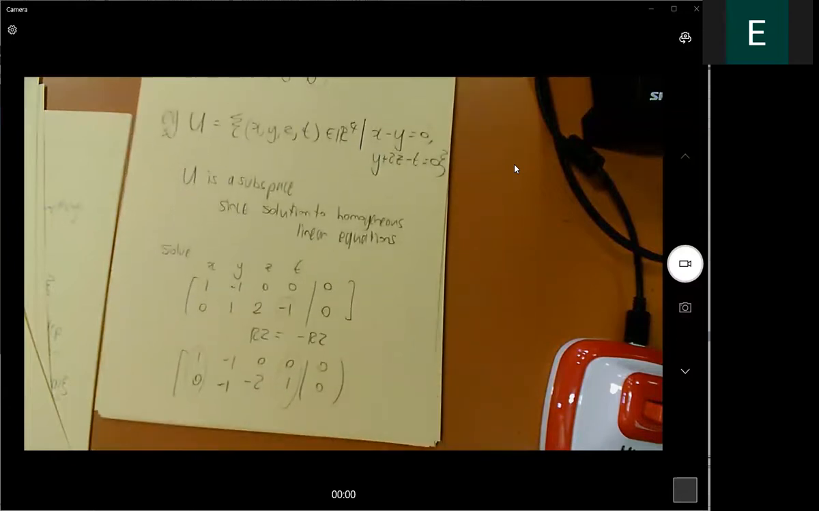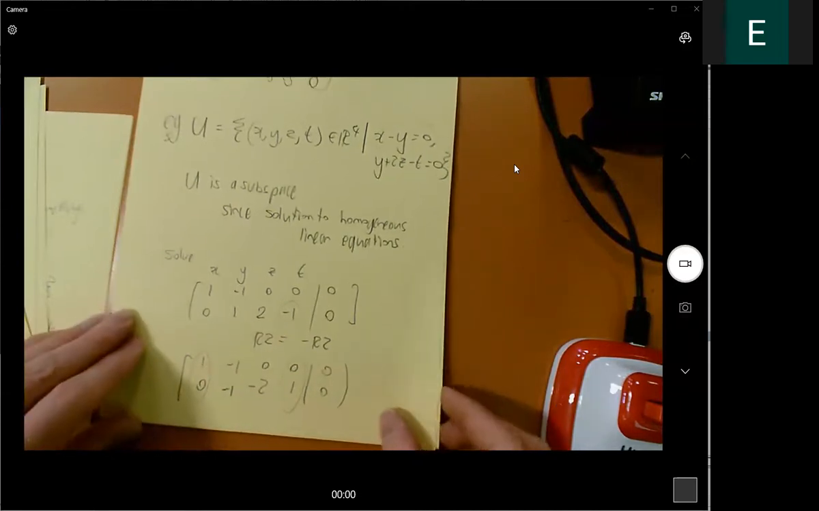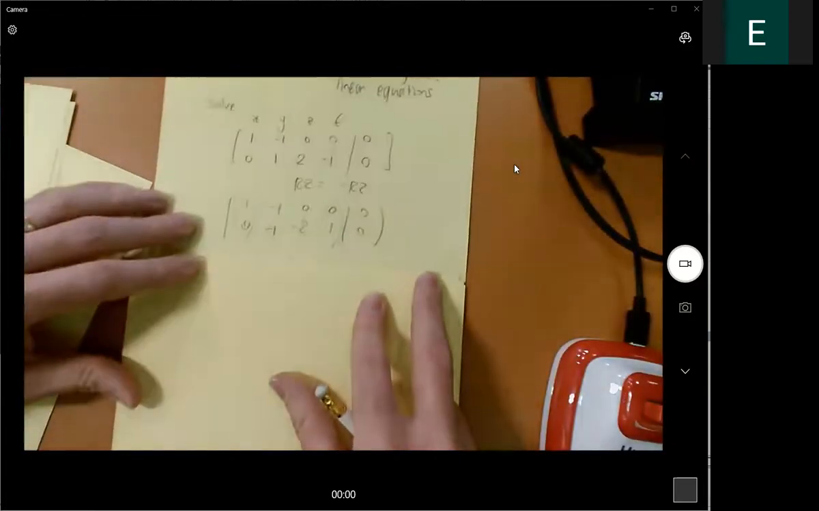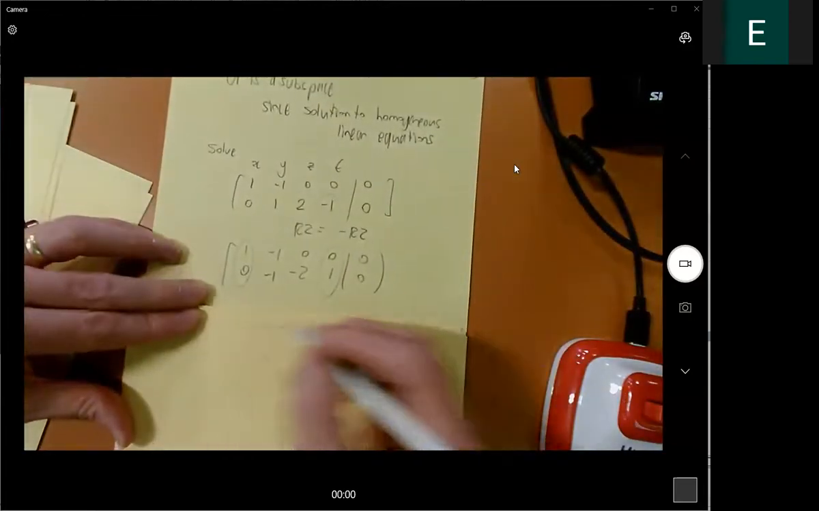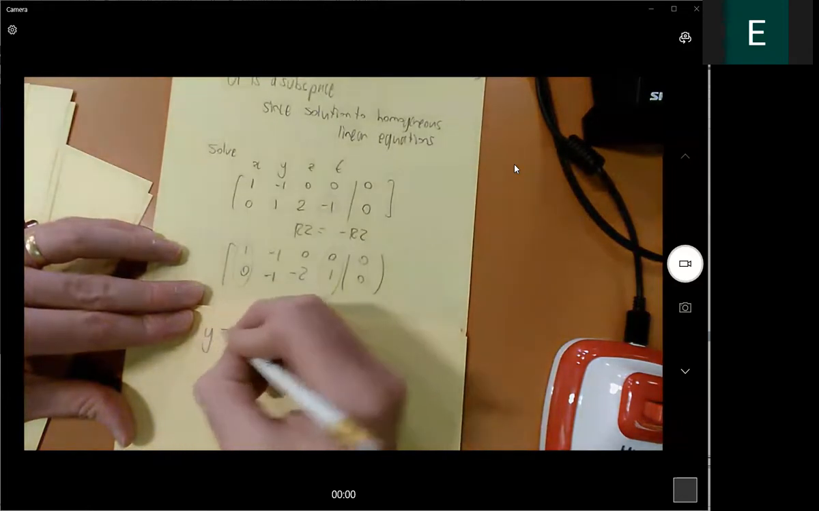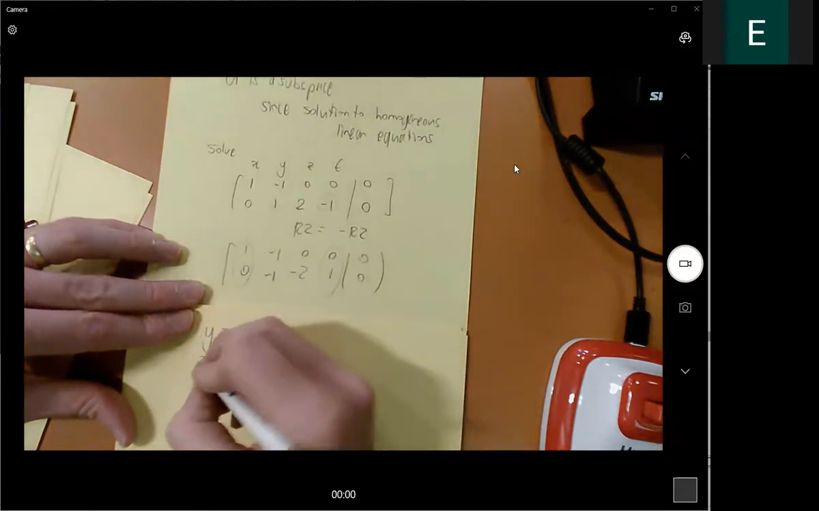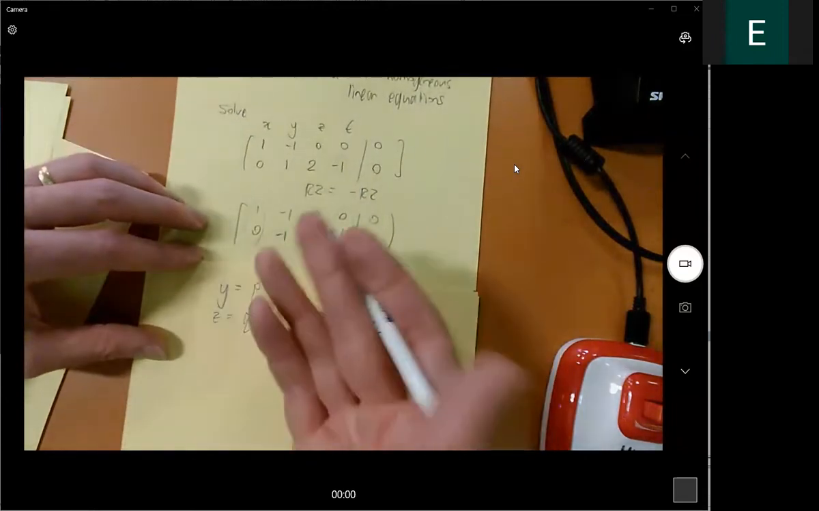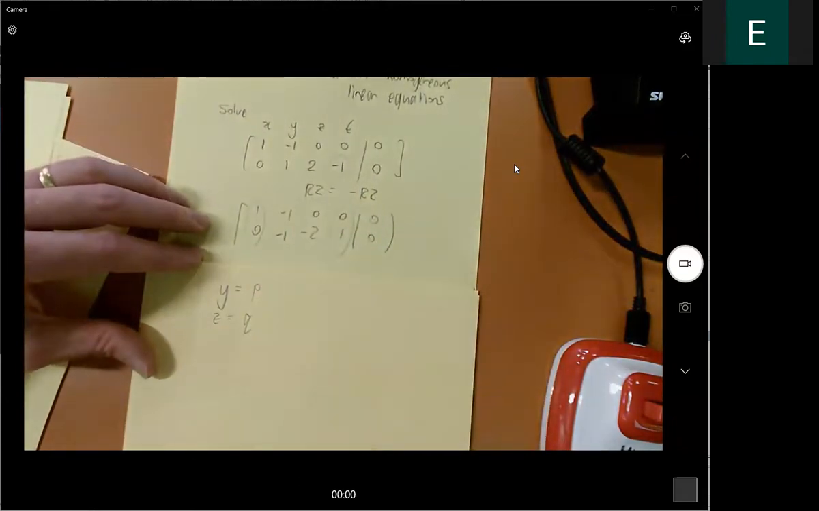When I say pivot, I mean a leading one, but I also mean that you're looking for columns of the identity matrix. You want to find as much of the identity as you can find, and I've found it. And so I'm going to say let Y be equal to P and Z be equal to Q, because you're supposed to choose other letters. I could have just used Y and Z, but whatever.